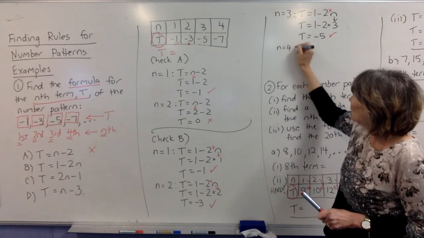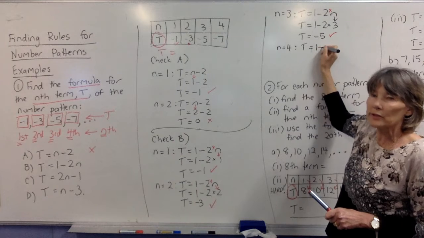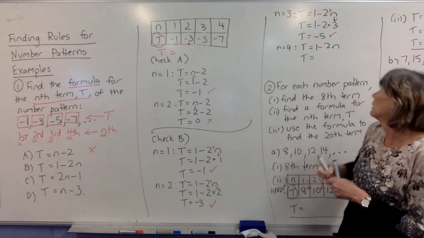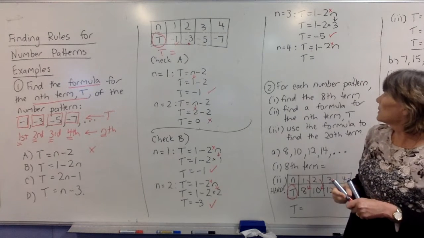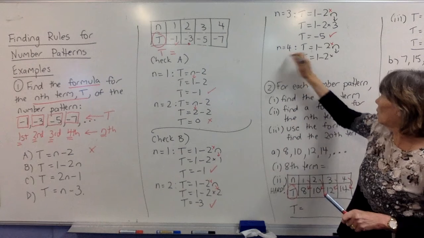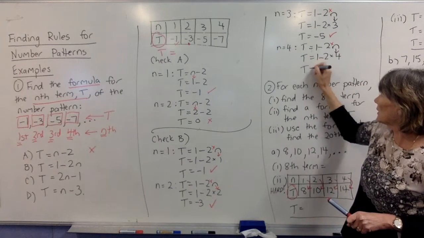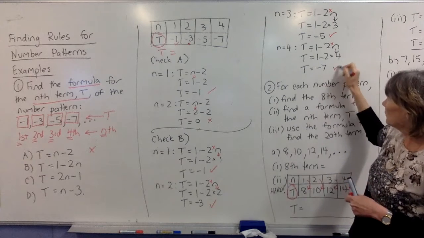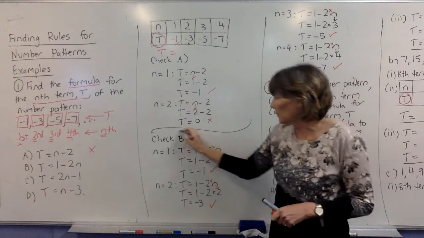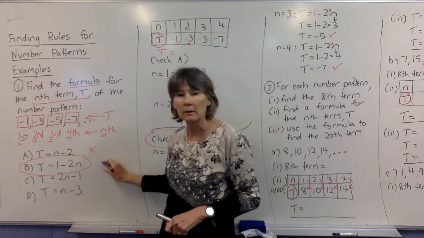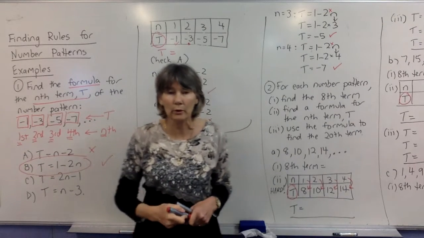n equals 4. If it works for the first 3, it'll probably work for the last one, but we'll double check. Put the times in there, and 1 minus 2 times, this time it's 4. Put all of that in your calculator and you will get -7. So it worked for all of them, so that means B was right. So this is your answer, B, because it worked out correct for all of them.